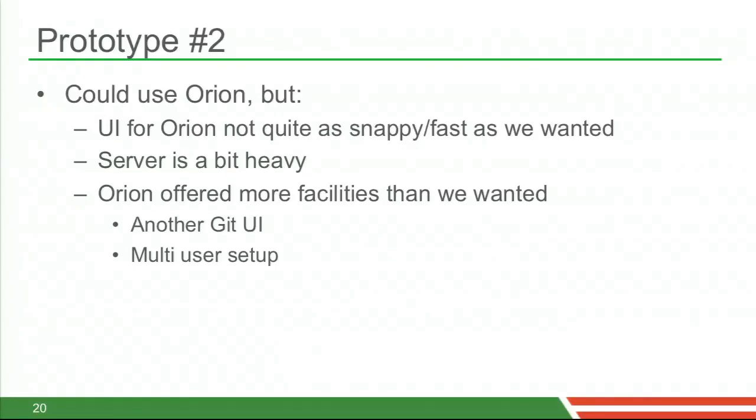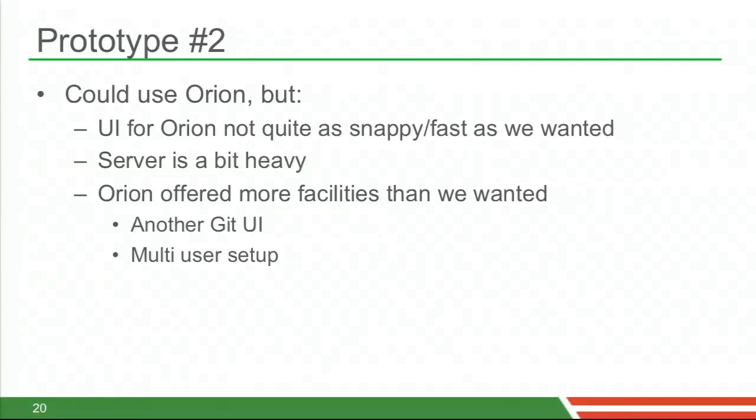It has stuff in it that we didn't need if we were running in local mode. I talked before about the only way you could run server-side commands in Orion is if they built UI for those commands. And so they have built a whole UI for Git. If you're running in local mode, you don't need another UI for Git. You've already got Git command line, you've got GitX, whatever you're using, you're happy with. So we didn't need that piece of Orion.